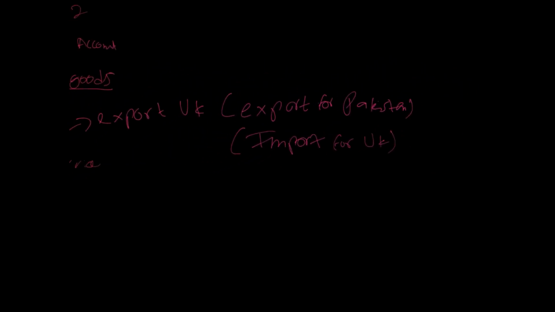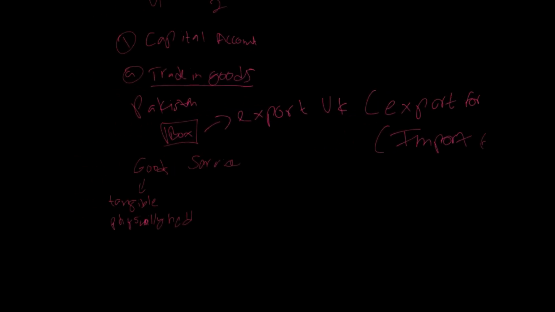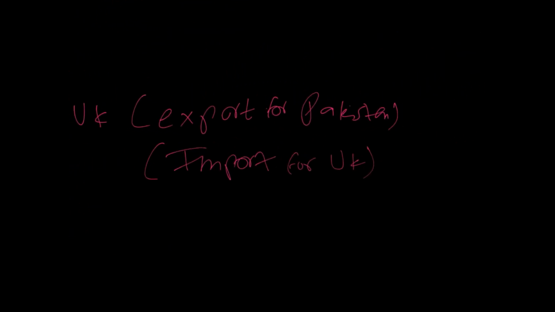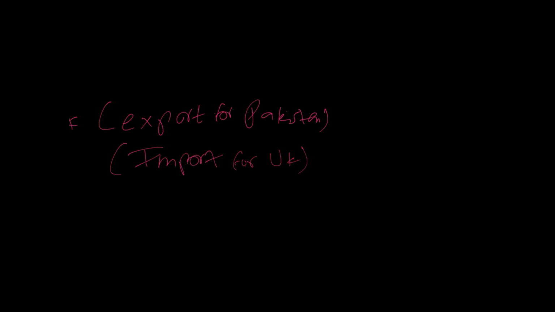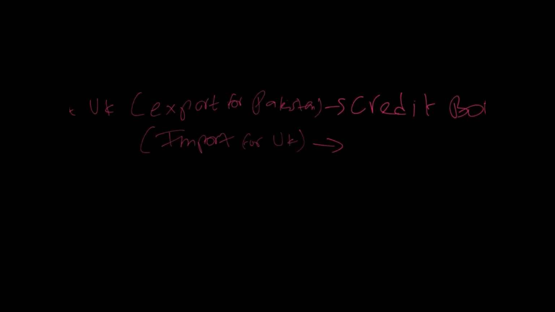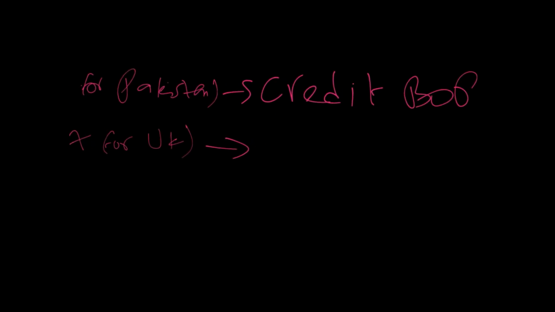So anything that is coming from another country is an import, right? And then anything which is going out from your country is an export for your country. So this is the first part of the current account. Now one more thing to look for is that in terms of exports, if Pakistan is exporting something, then it'll be considered a credit on Pakistan's BOP. And then if the UK is importing something, it will be considered as a debit on UK's BOP.